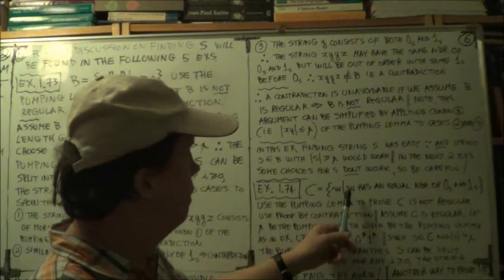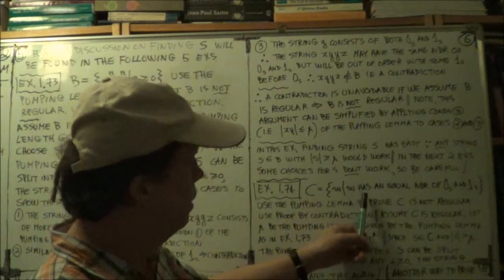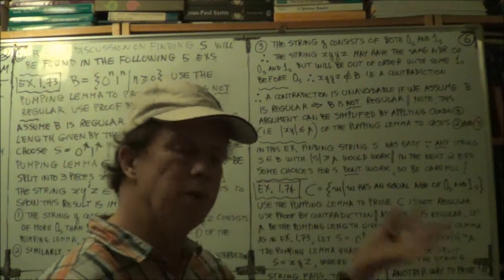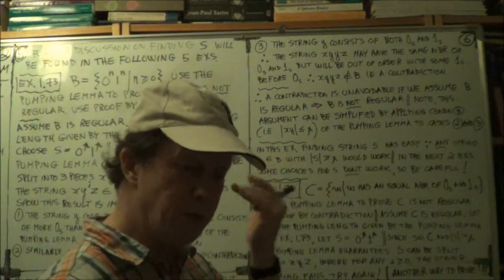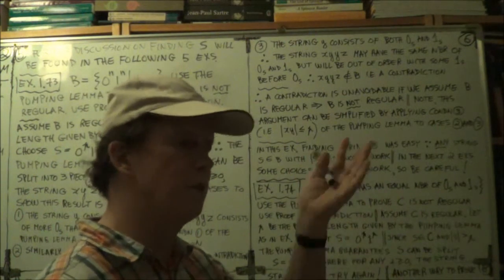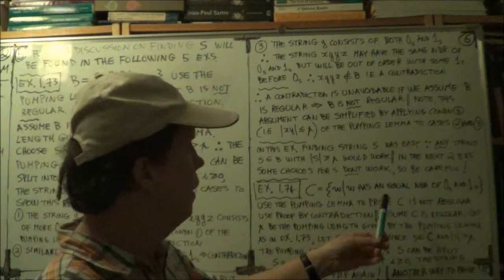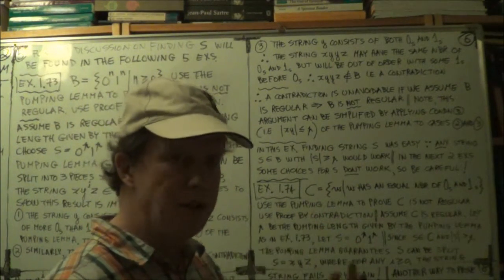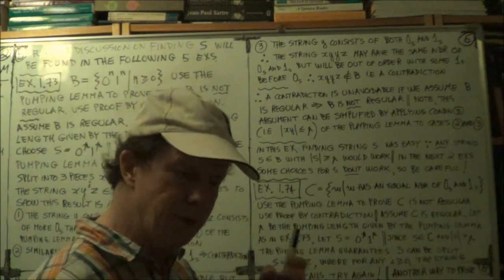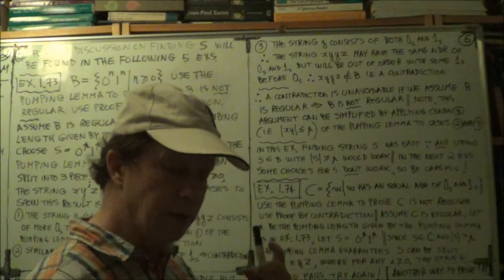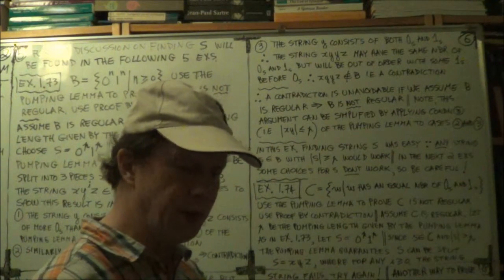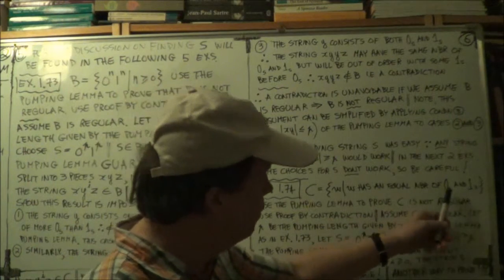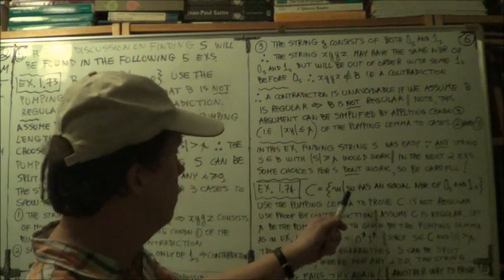Now the strings in this language all have an equal number of zeros and ones, but all the zeros do not have to be on the left-hand side and all the ones on the right-hand side. It's just an arbitrary string of zeros and ones, a random bit string, except with one constraint: the total number of zeros and the total number of ones is the same. So, an equal number of zeros and ones in the string W.